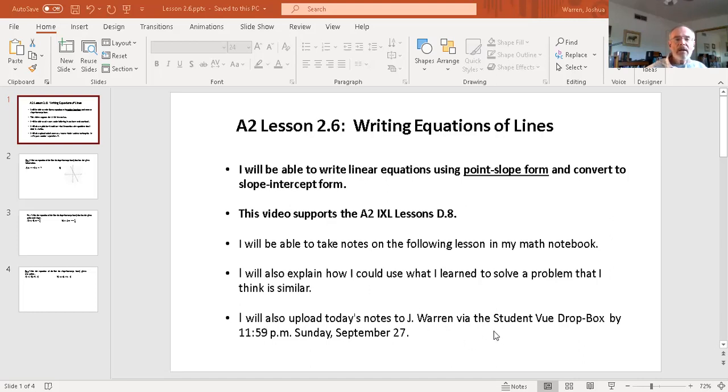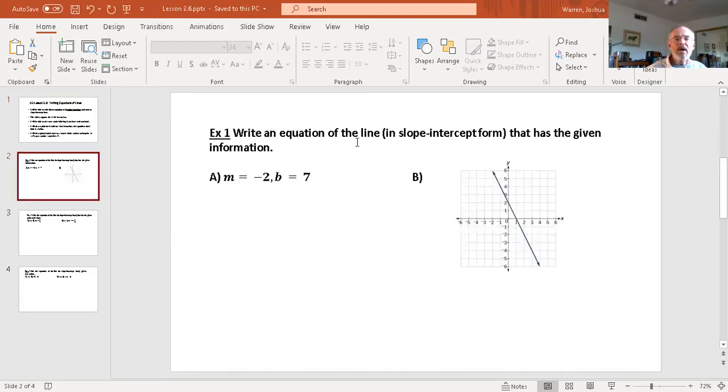Okay, so let's look at our first example here. We're going to write an equation of the line, first of all, in our old-fashioned slope-intercept form that has the given information. This is the first problem, A, and they give you a slope of -2 and a y-intercept, which is the b, which equals 7. I'm going to do this problem on a separate sheet in my DocuCam, so we're going to stop this share and go over to my DocuCam and share that.